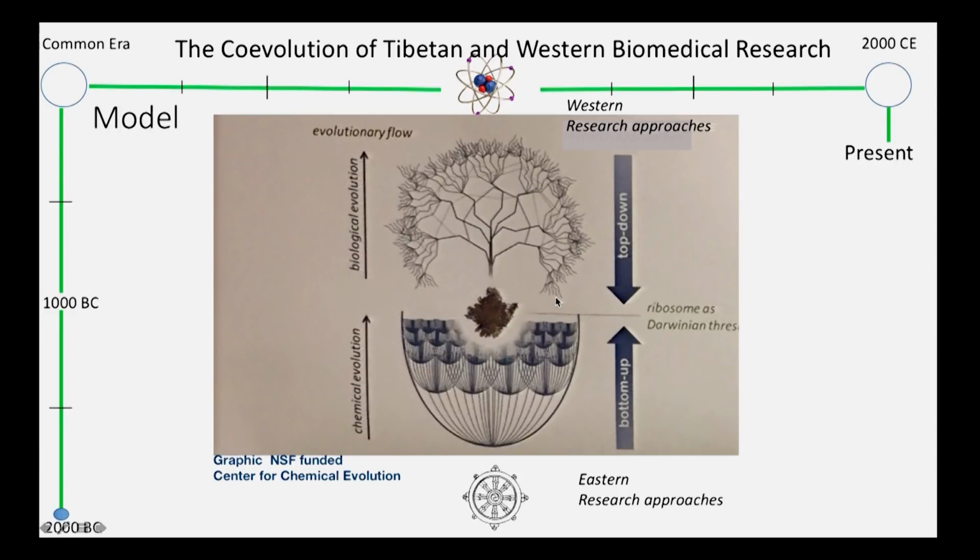So our model is actually a poster that was on the wall outside David's laboratory, having to do with chemical evolution. And this has to do with the idea that, from a Western research approach, we typically think top-down. And this was stated earlier. So we have this top-down approach in terms of naming, and we go all the way down.